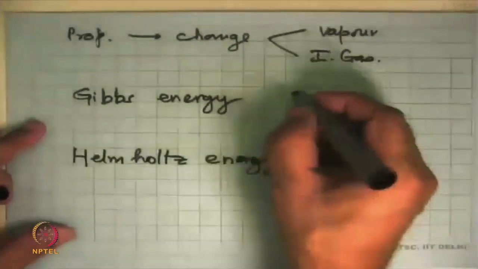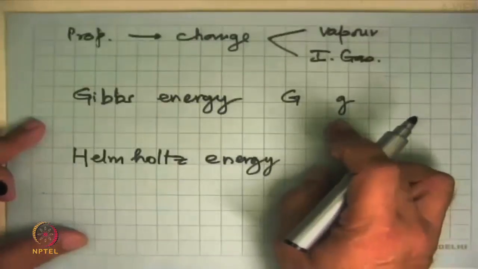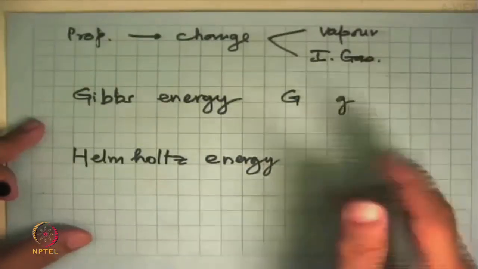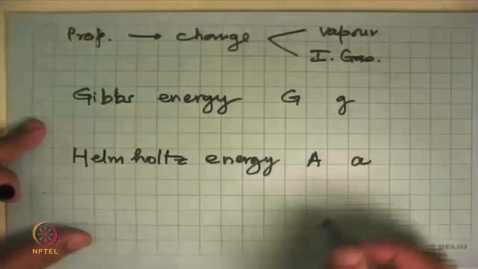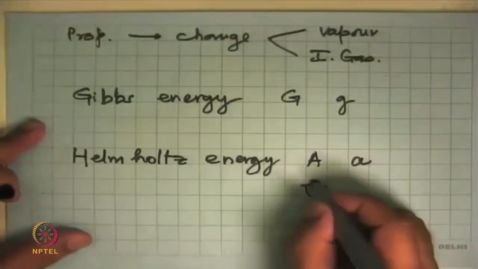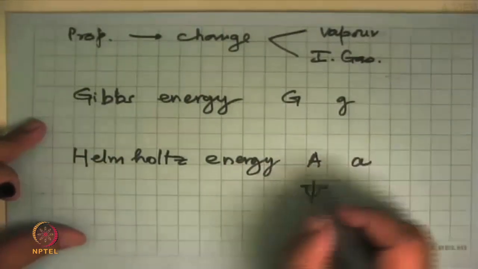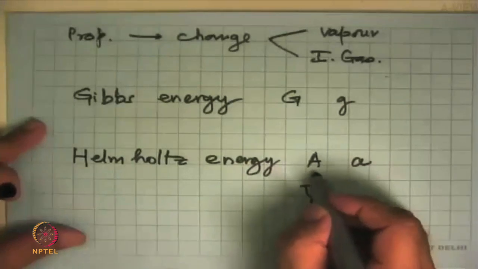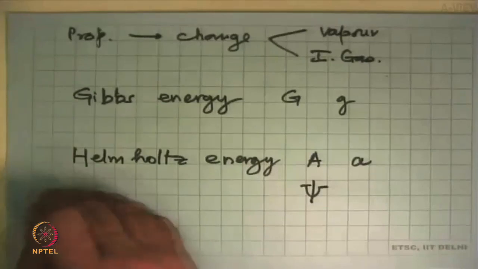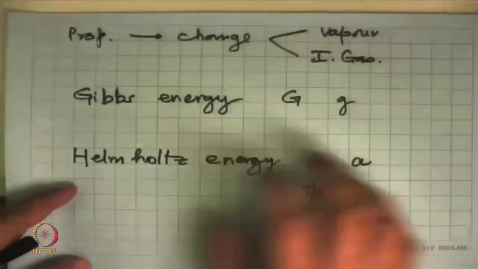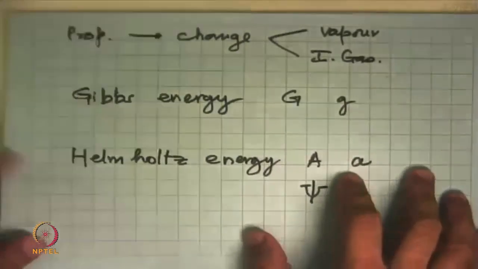Gibbs energy is denoted by G. The specific Gibbs energy is small g. Helmholtz, we will use symbol A, but in some books you will find the symbol psi has also been used. We will use capital A for total Helmholtz energy, small a for specific Helmholtz energy. And these definitions complete the set of properties that we would like to have for a pure substance.